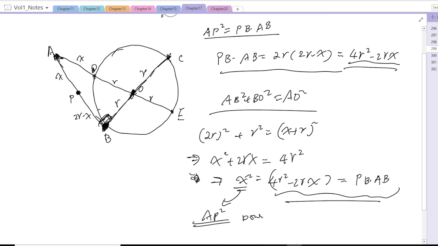Done. Right? So don't be scared. You just need to parameterize your figure and then the rest of the work is algebraic manipulation.